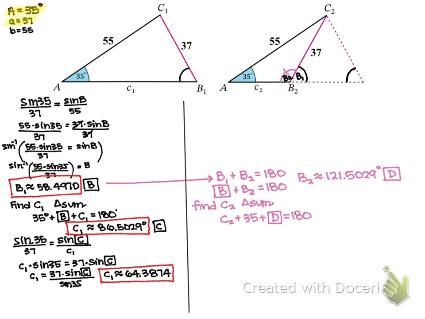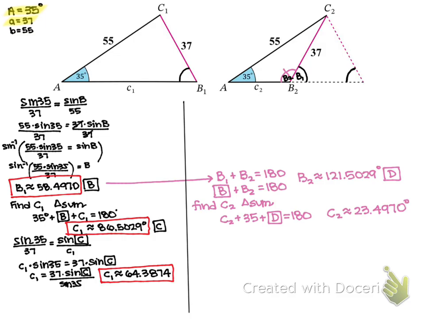Okay, let's see if this thing actually works. So get 180 minus 35 minus what I stored as D. If this is positive, then you have a second triangle. If it's negative, you don't have a second triangle. If it's 0, you definitely don't have a second triangle. This one, though, this one works. C2 is approximately 23.49708951.